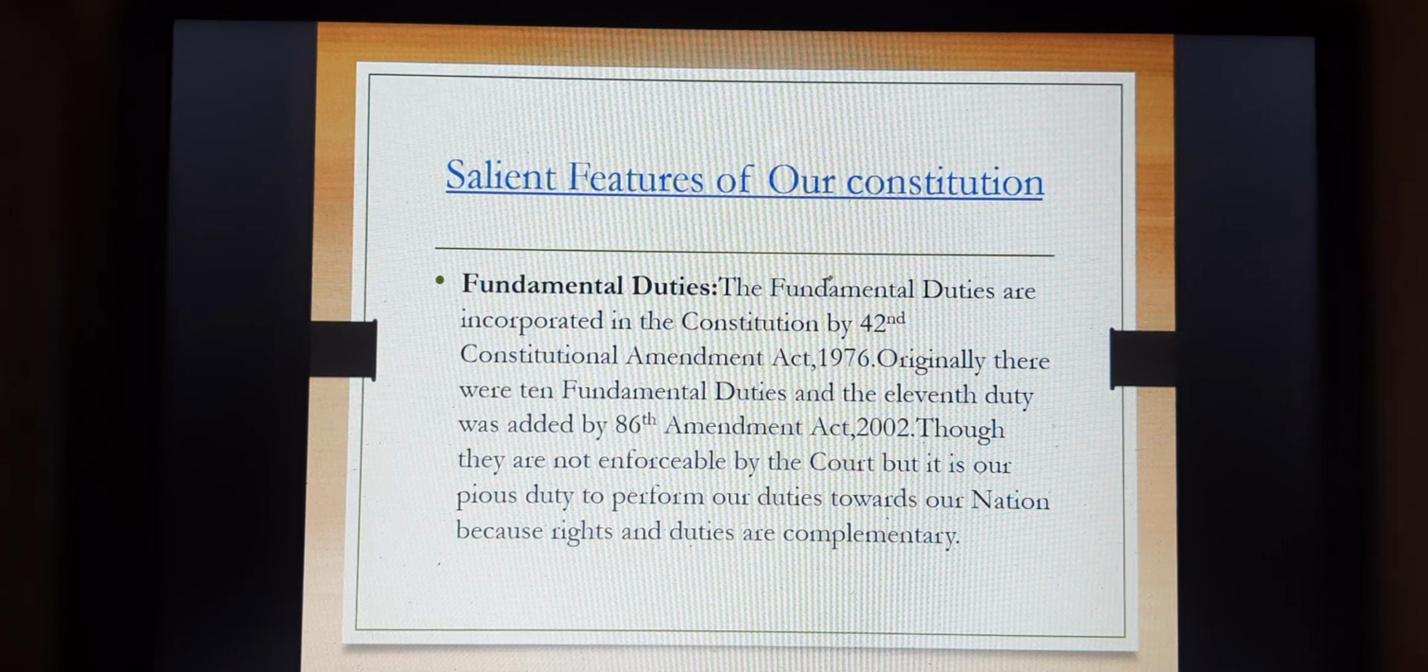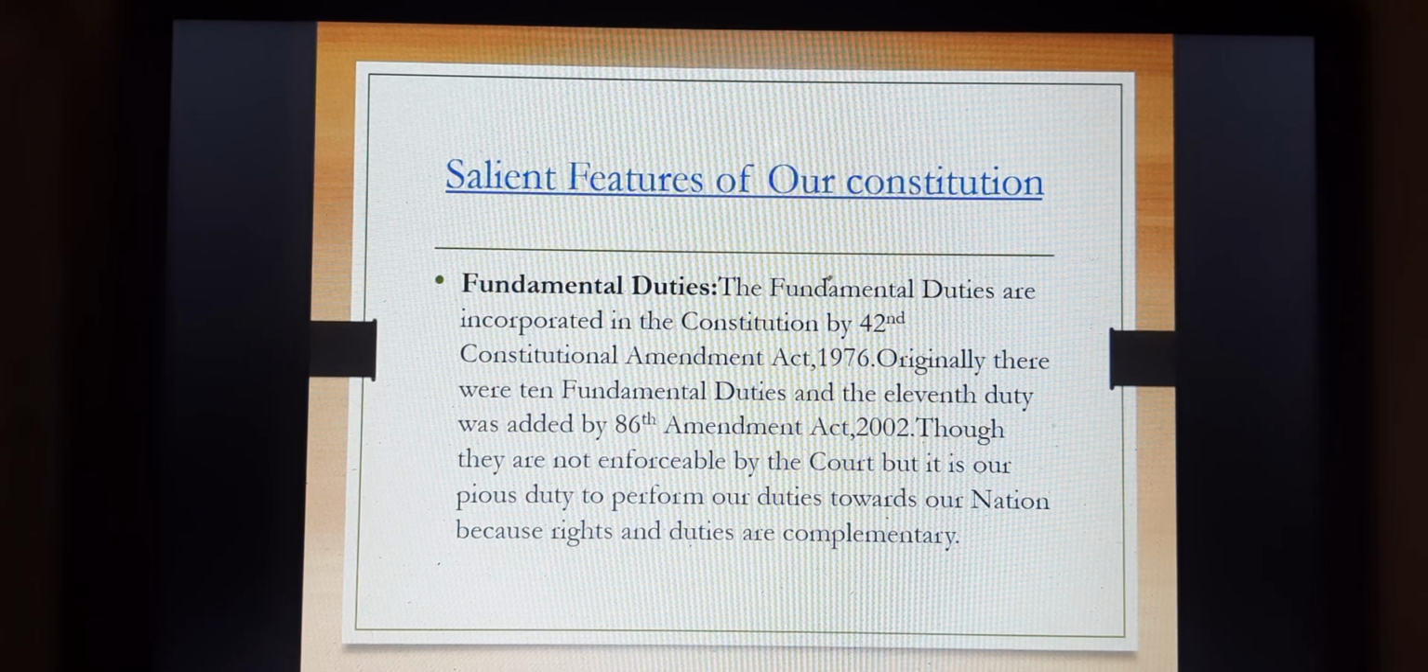Next salient feature of the Indian constitution is your fundamental duties. The fundamental duties were incorporated in the Constitution by the 42nd Constitutional Amendment Act, 1976. There have been many amendments made to the Constitution after its implementation and incorporation. So the 42nd Amendment Act is there.